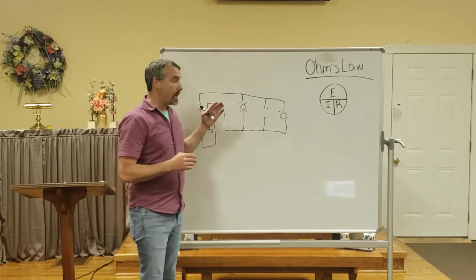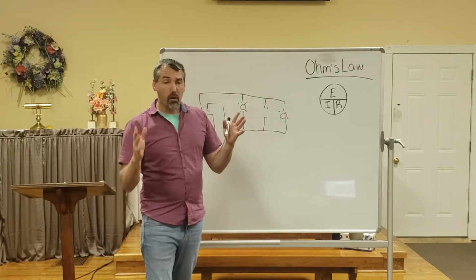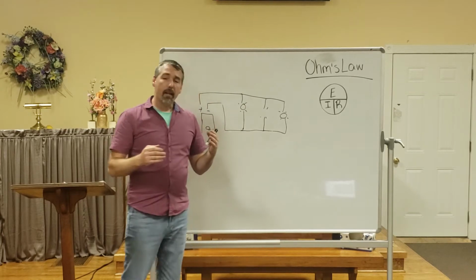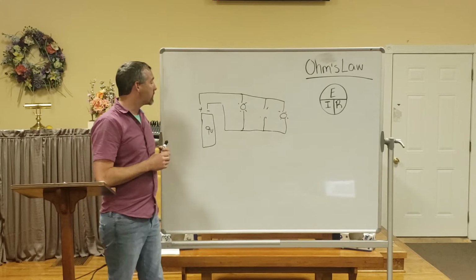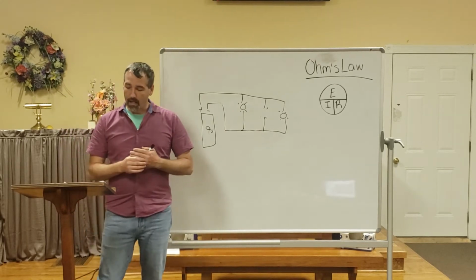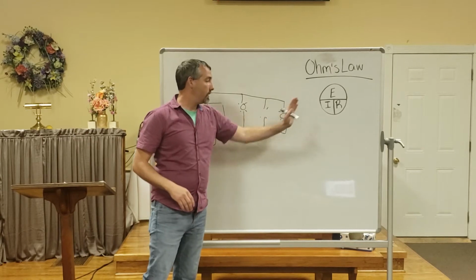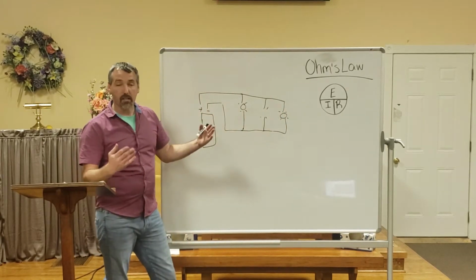In a parallel circuit, and this is something you need to make sure you put in your notes, you need to understand that voltage never changes in a parallel circuit. Voltage always stays the same, no matter how many different parallel circuit lights you have down through here. Voltage will always stay the same.